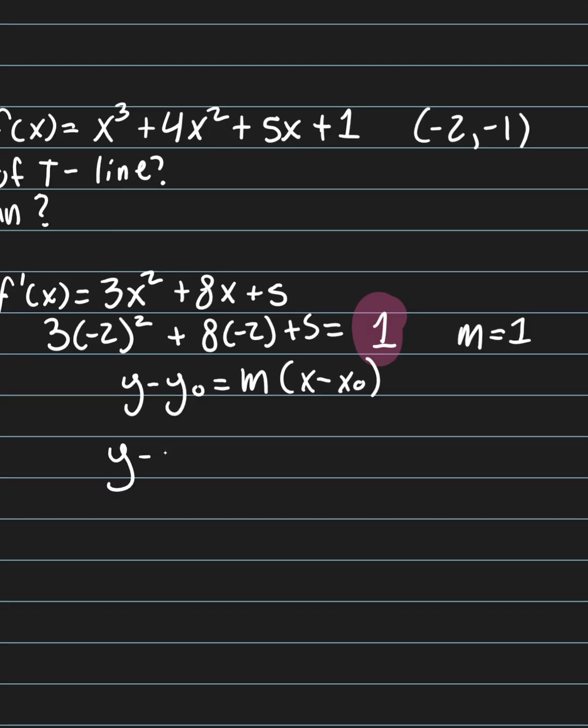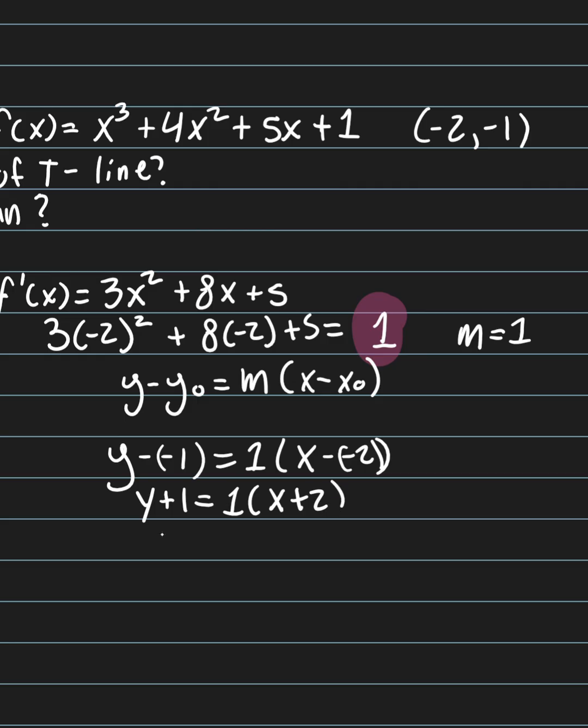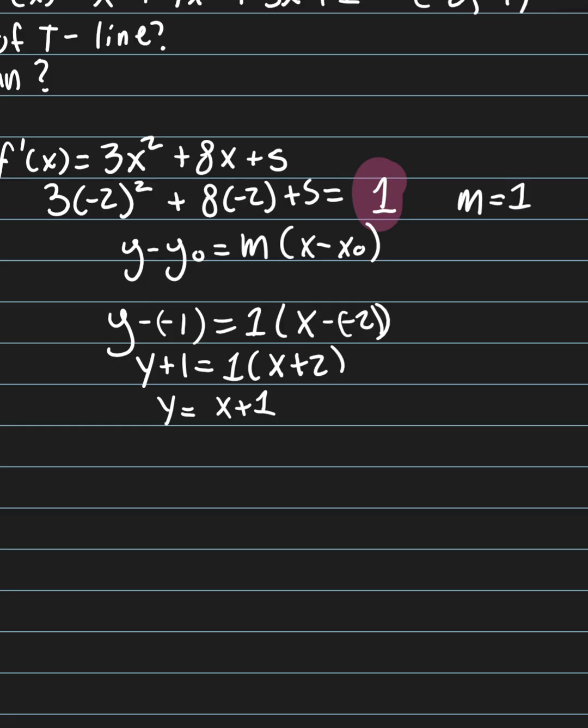y minus 1 is equal to our slope, m, 1 times x minus our x naught, which is -2. Now, as we know, minus minus is plus. So y minus 1 equals 1 times x plus 2. We can distribute our 1, which is just going to be x plus 2. That doesn't change. But then we need to add 1 because we're bringing this over. So this turns out to be plus 1. Okay? So this is our equation of the line.